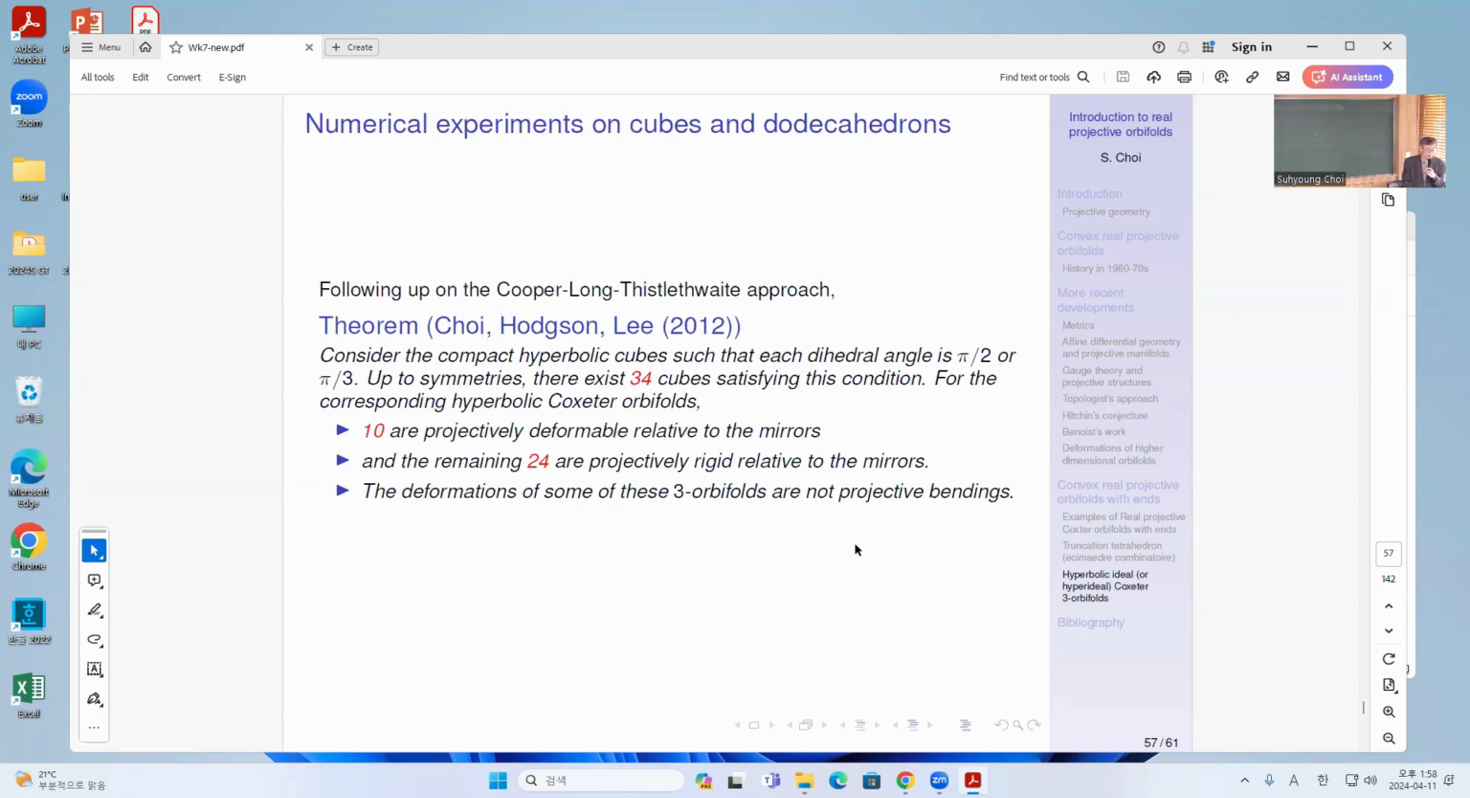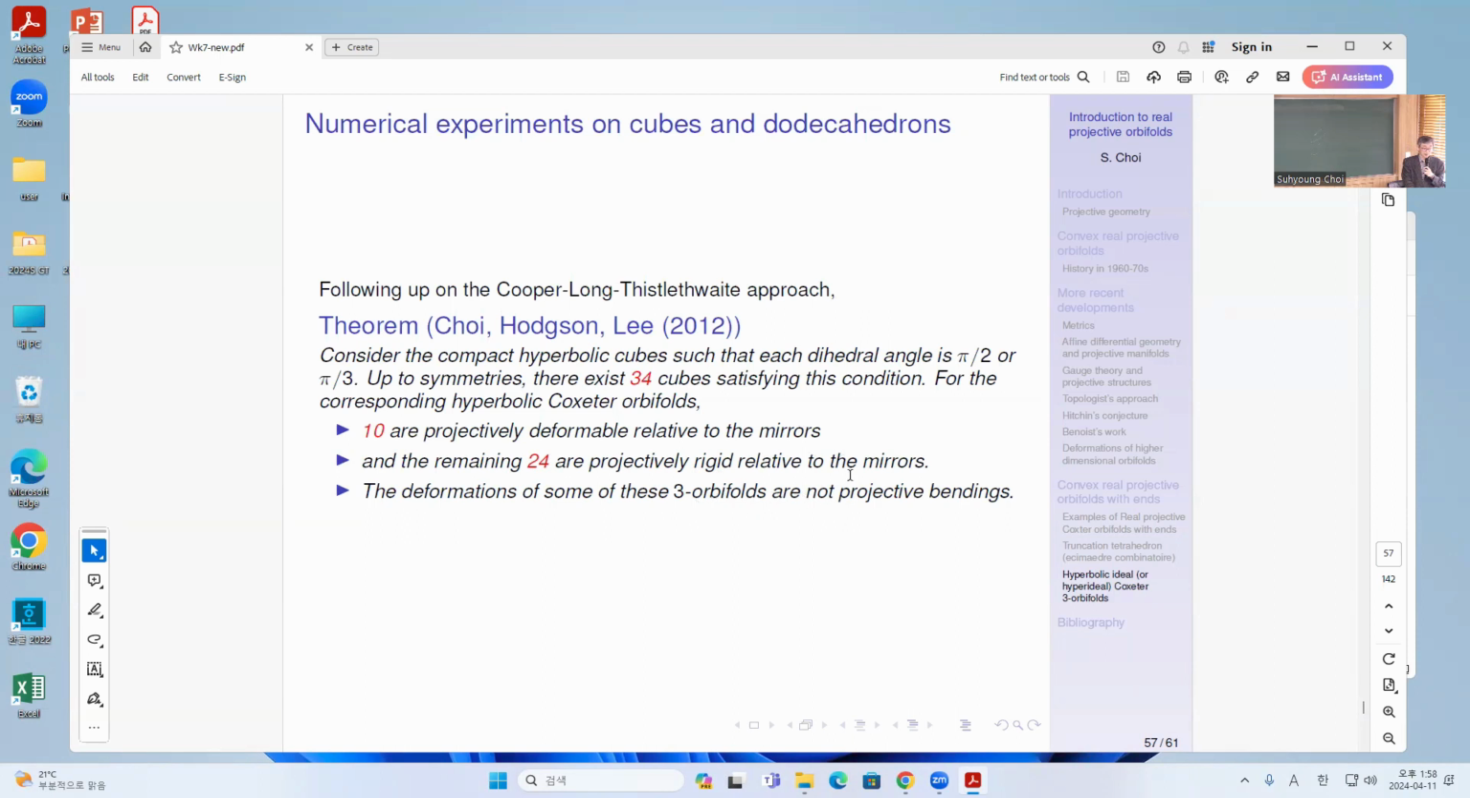And then you can show that 10 are projectively deformable relative to mirrors. Okay, so we do the restricted deformation space, and the remaining ones are rigid relative to mirrors. So once you fix the projective class of P of the cube, and the deformation of the orbifold is 3/4.